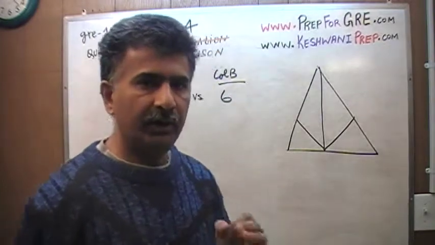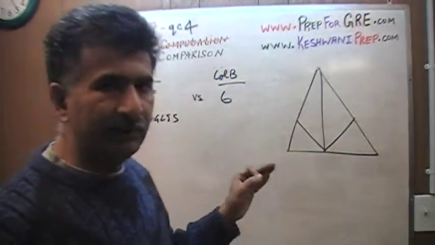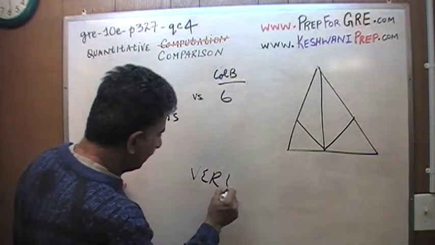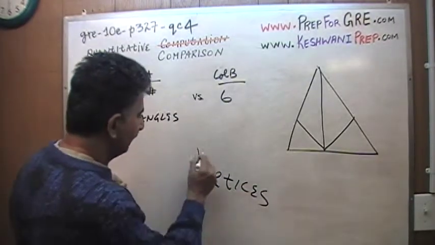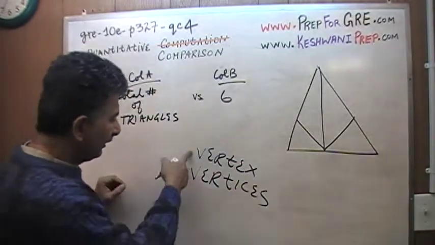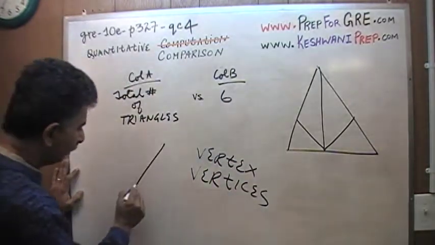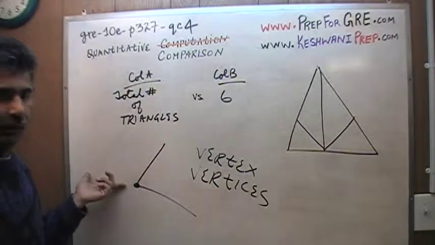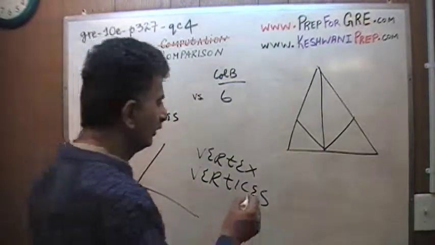And the easiest way to start is to name all the vertices. And if you don't know what that means, look it up. Vertices is the plural of the word vertex, and vertex is just a fancy way of saying where two lines meet. Vertex is a very fancy, mathematical way of saying a corner. So let's give each of these corners a name.